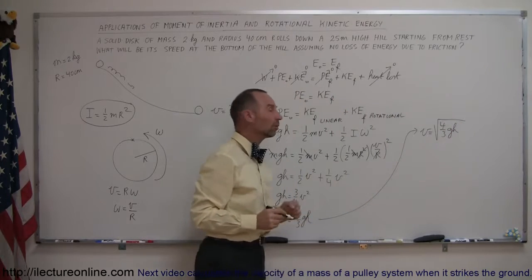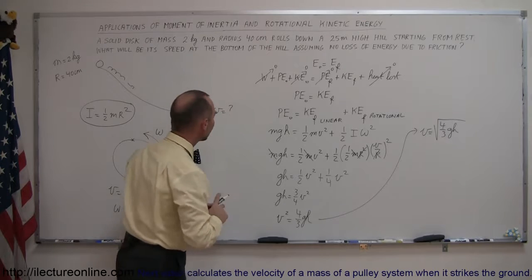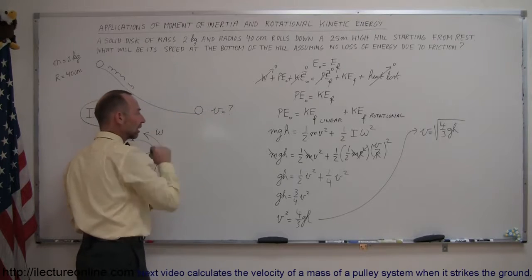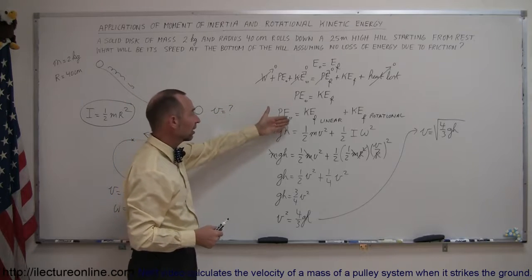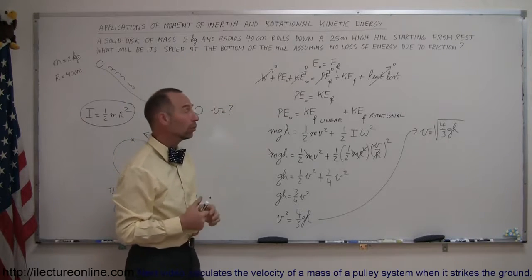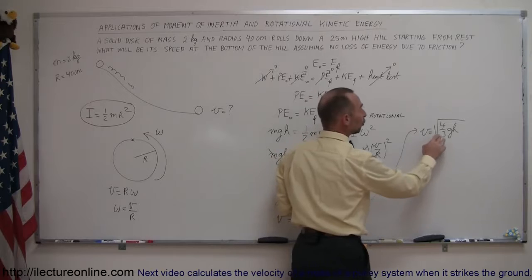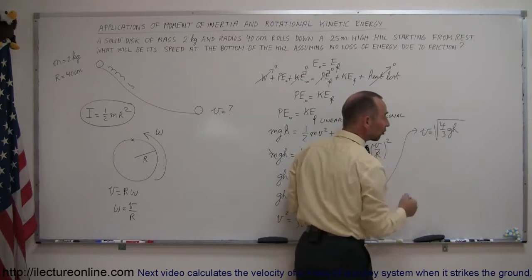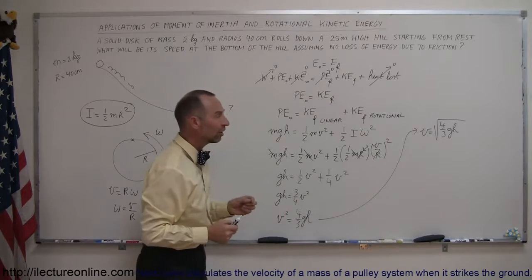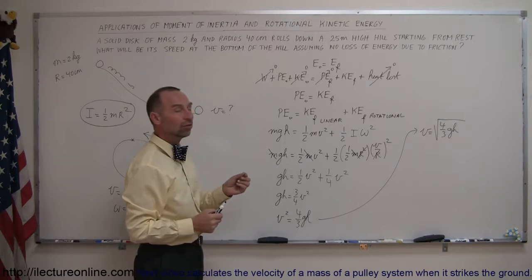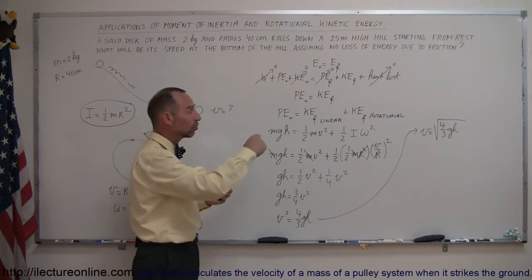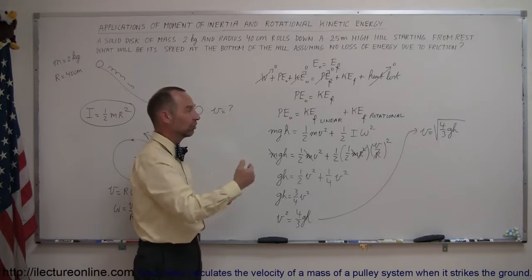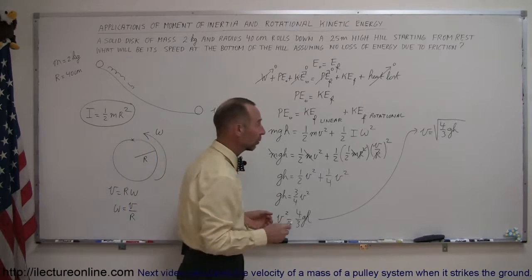Now that's kind of an interesting result when you think of it. If we did not take into account the rotational kinetic energy and only assumed that the potential energy translated into just the linear kinetic energy alone, then the velocity would have been equal to the square root of 2gh. So now it's a little bit smaller than that. It's the square root of 4/3 gh, because part of the energy is also put into the rotation of the wheel. Now, of course, plug in the rest of the numbers.